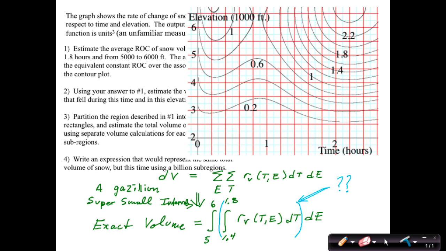So rather than focusing on time, what we need to focus on is elevation. Because really, what I'm asking you is, look at it this way. So rather than focusing on time, the real way to answer this is to focus on elevation. If it's the integral from 5 to 6, something dE, what is that something then? Tell the person next to you. So let's talk about this. What is that?